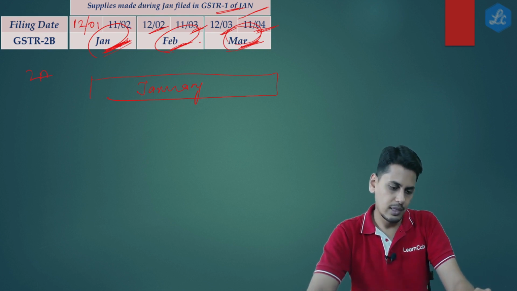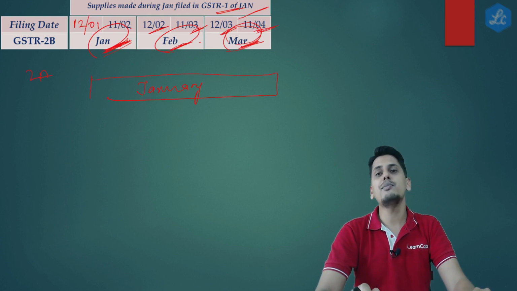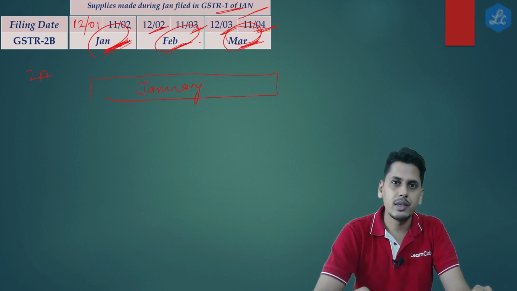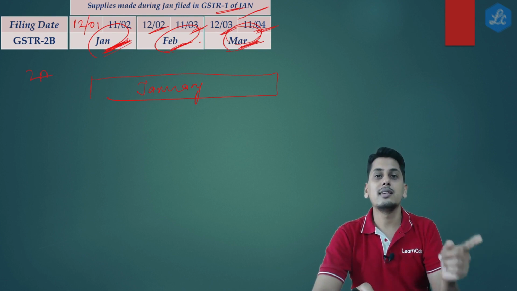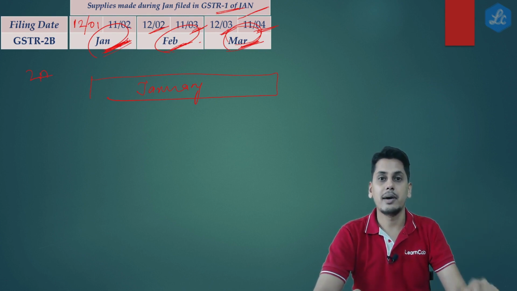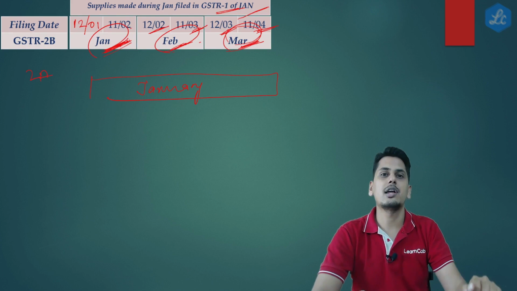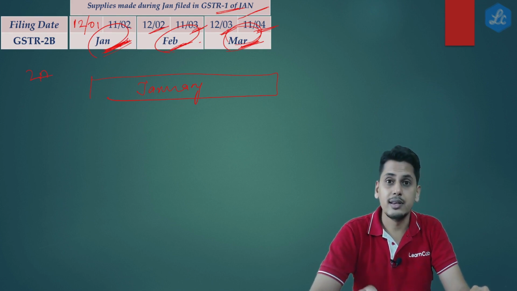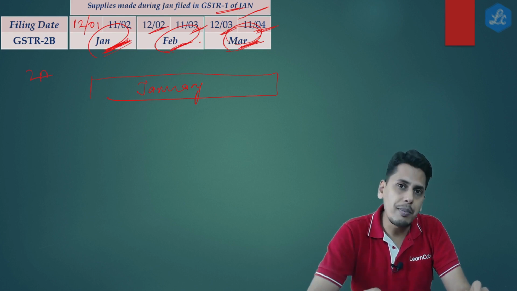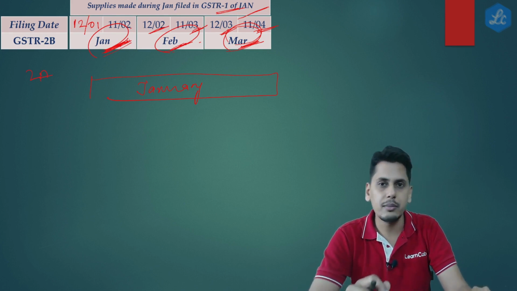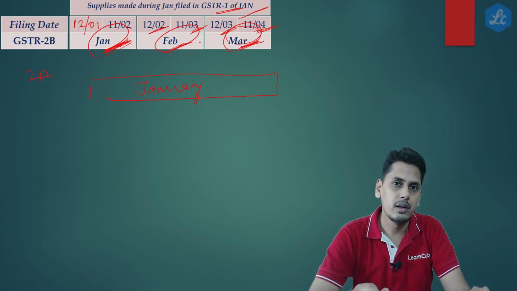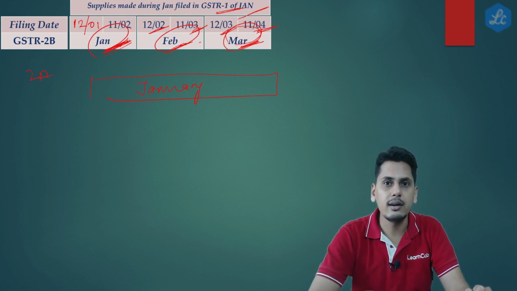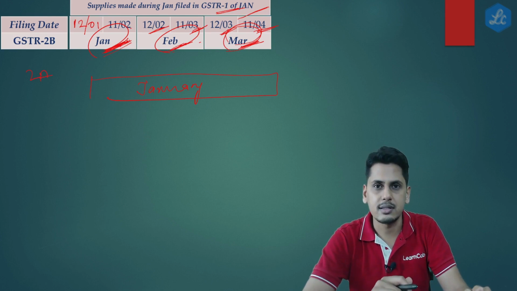Now friends, this example what we had seen, it was with an assumption that my supplier is a monthly filer. My supplier files GSTR 1 on a monthly basis. But is it necessary that all the suppliers should file their GSTR 1 on a monthly basis? The answer is no. Few of the suppliers will also be filing their GSTR 1 on a quarterly basis.